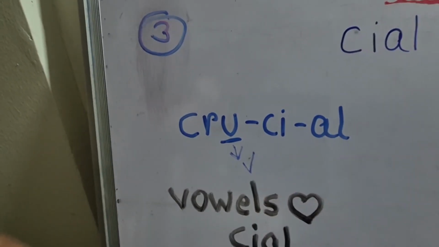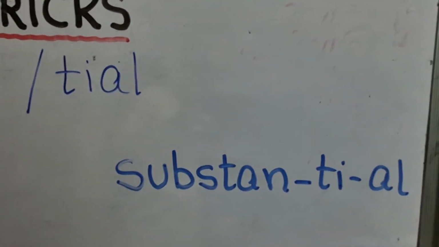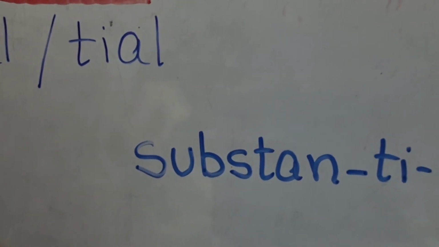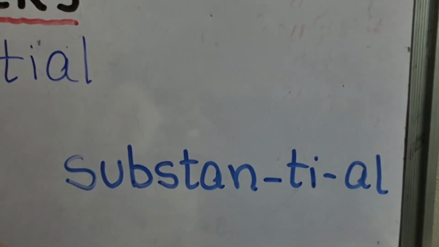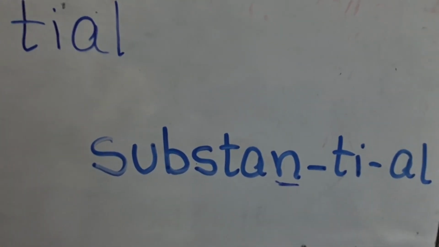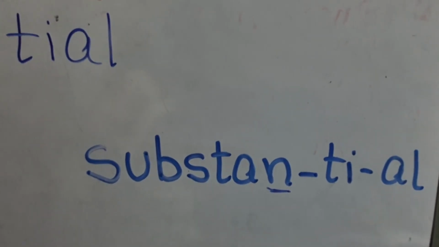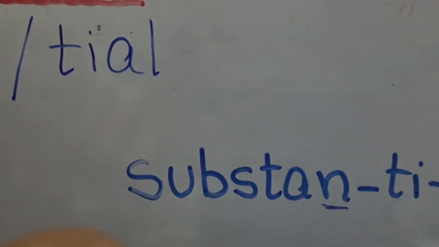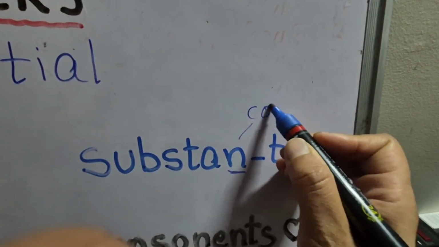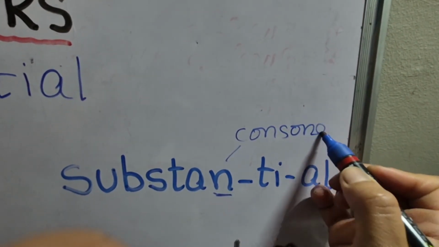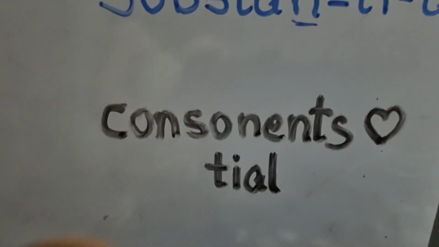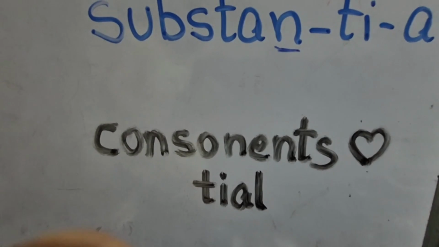Now, let's look at the word substantial. Okay? Substantial. The letter before cial is N. This is the base word, substan. And cial is addition to it. Substan. N is the base word here. Fine. And N is what? It is not a vowel, it is a consonant. It's a consonant. So remember, consonants love TIAL.